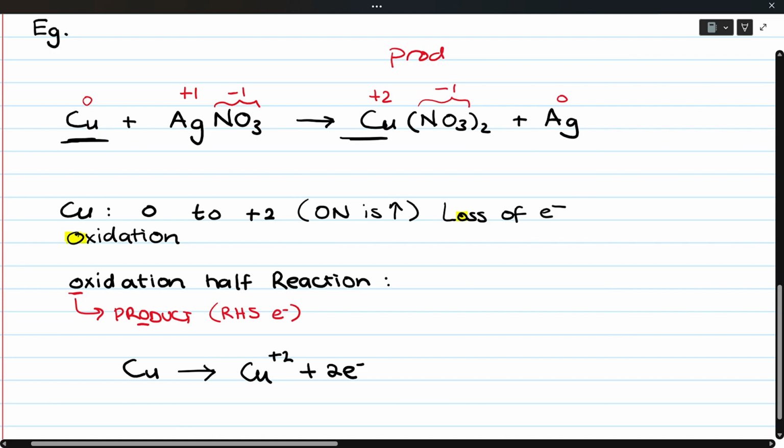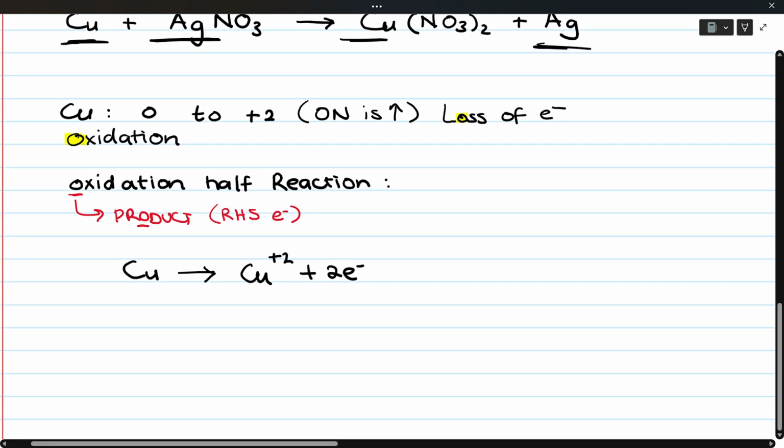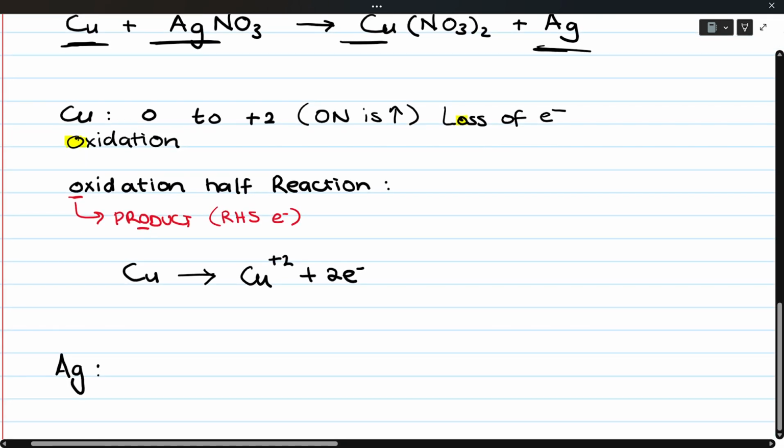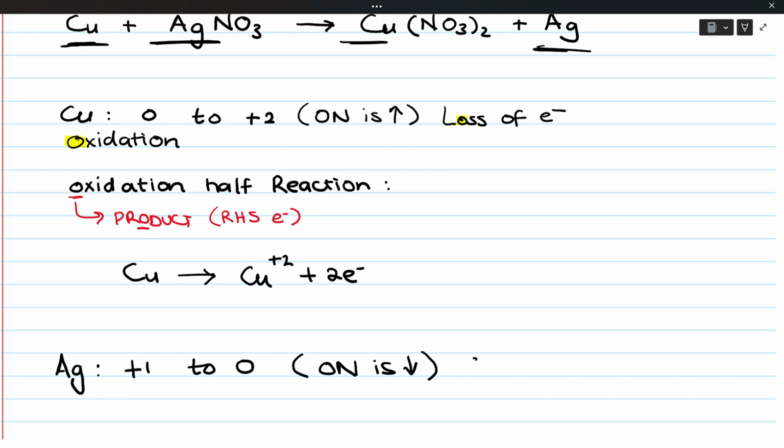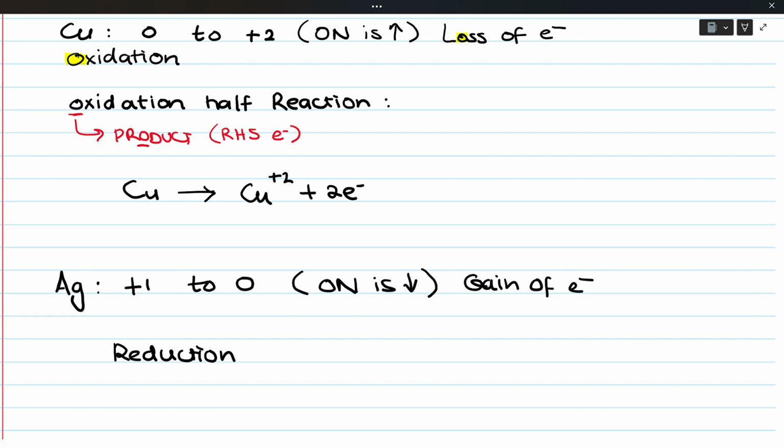Now, let's look at silver. Silver is +1 on this side, and then it became 0. So silver, the oxidation number is decreasing. So let's write that down. For silver, you're going from +1 to 0. So in this case, the oxidation number is decreasing. In other words, there's a gain of electrons, right? So this means it's undergoing reduction. Let's write down the reduction half reaction.